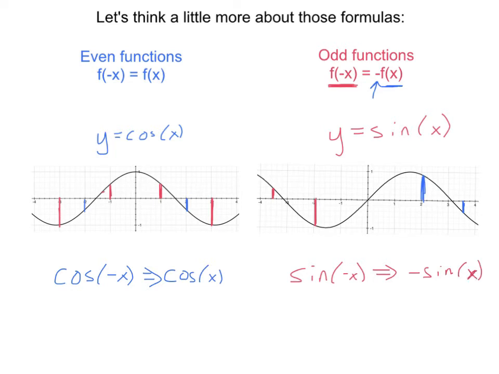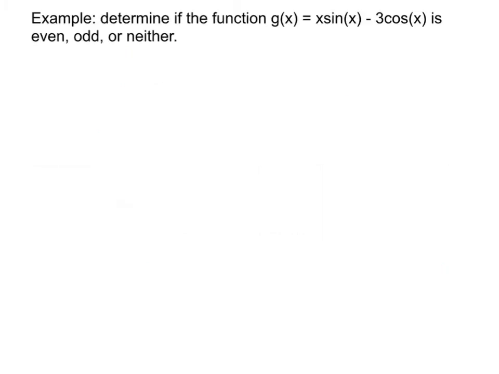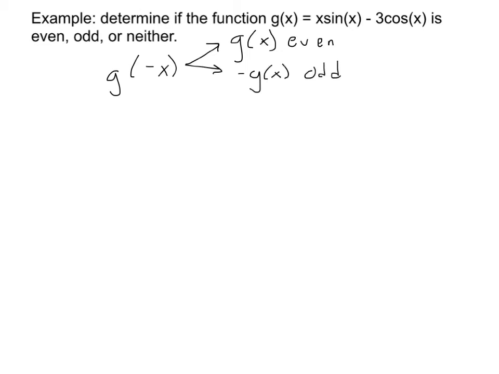So let's go on and look at some examples of this. A common example might be: determine if g of x equals x sine x minus 3 cosine x is even, odd, or neither. The way we go about doing that is we look at what g of negative x is. G of negative x might be g of x, which would mean that the function is even. G of negative x might be the opposite, negative g of x, which would mean that it's odd. Or g of negative x might be crazy, which just means that it's neither.